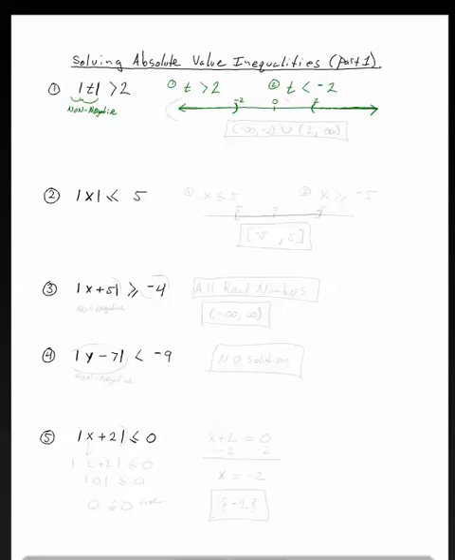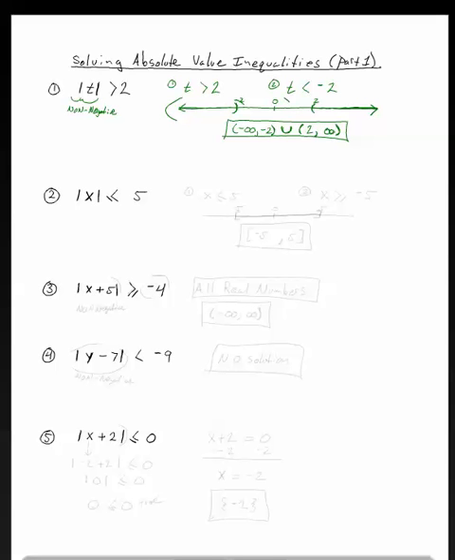Now that I have my graph, I can see that my first interval goes from negative infinity up to, but not including, negative 2. Then I've got this gap here, and that's going to be my union, so that I can bridge that gap. And then I continue on from positive 2 to positive infinity. And that is my solution set in interval notation.